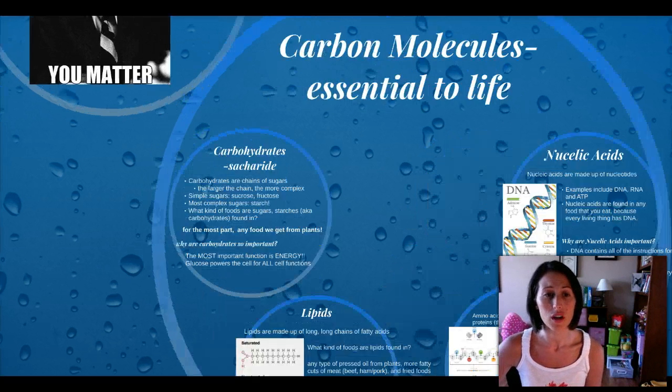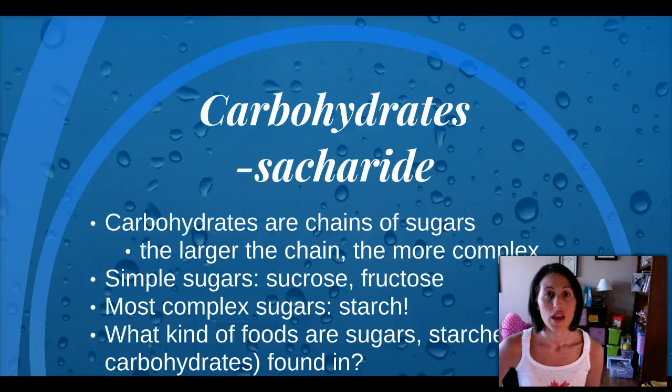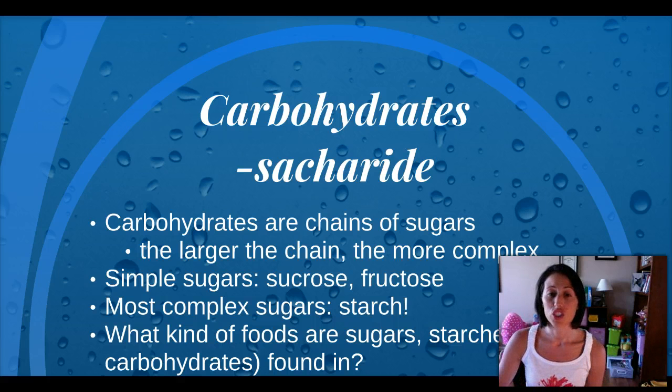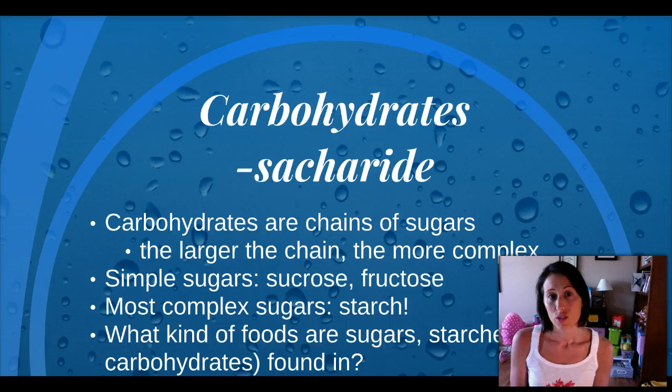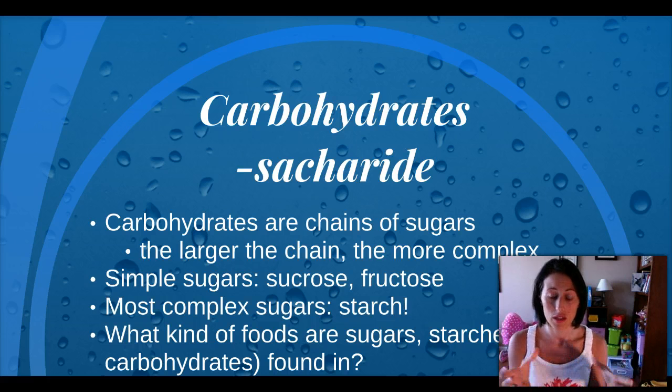The first thing that we're going to talk about are carbohydrates. Anytime you see the word ending saccharide, we're talking about a sugar. And carbohydrates are just chains of sugars. So they're a bunch of sugars that are stuck together, okay? The very simple sugars are things like sucrose and fructose, and those are going to be the sugars that are found in fruit, or simple sugar like the sugar that you buy at the grocery store.